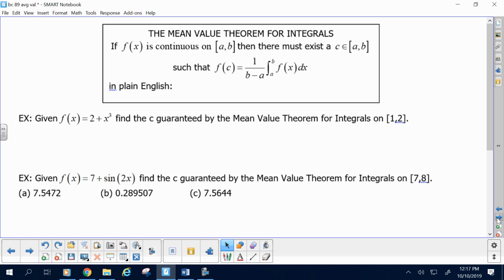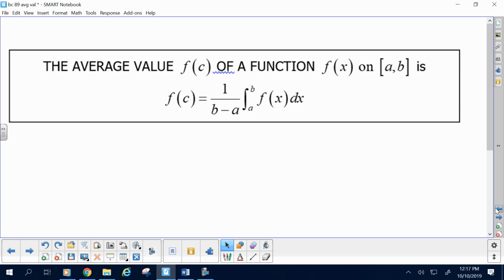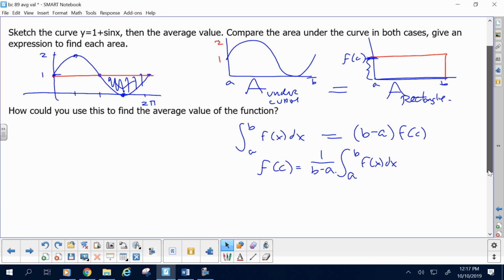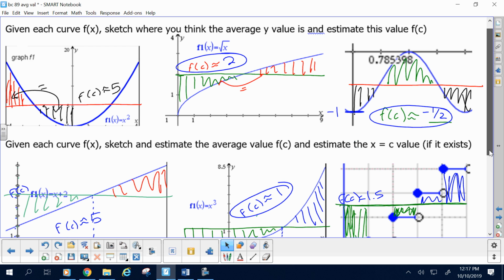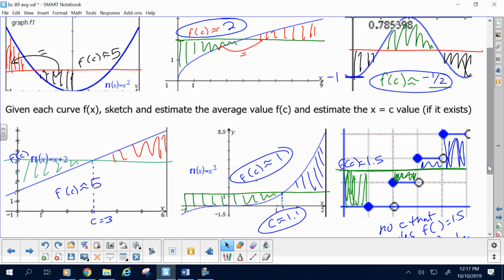What does that mean? Yes. It has to have an average value and a little more. Okay, so go back to those graphs we looked at. Did they all have an average value? Everyone had an average value. Did everyone have an x or a point on the curve where that average value is made? No, that was the exception.